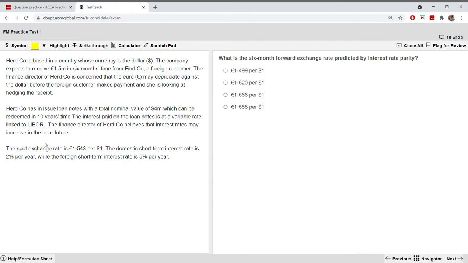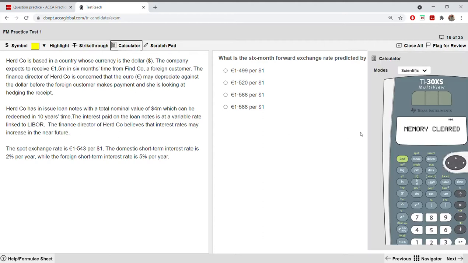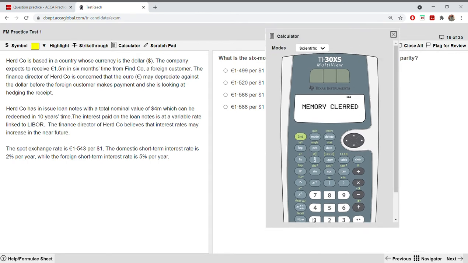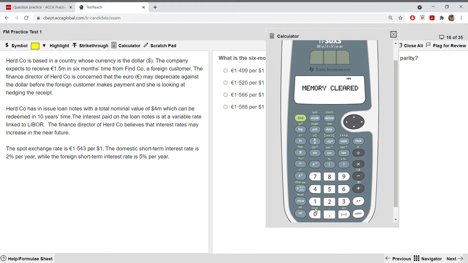1.543. Okay, so what should you know? You can use your calculator. So the interest rate parity is what? Your interest rate parity is 1.543, that is your exchange rate multiplied by... First I'm doing the multiplication part separately and then I will divide. Or you can even put a bracket also. If you want to put a bracket, just go here and then put a bracket.